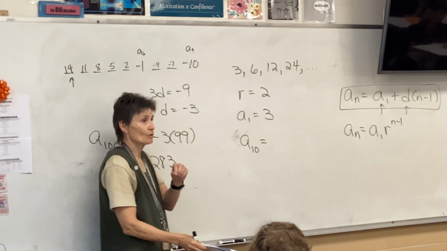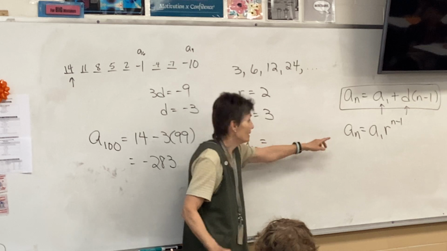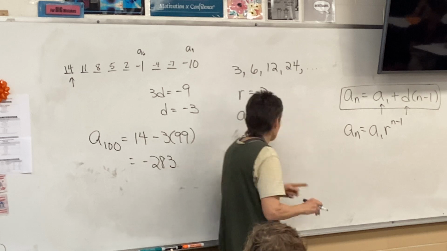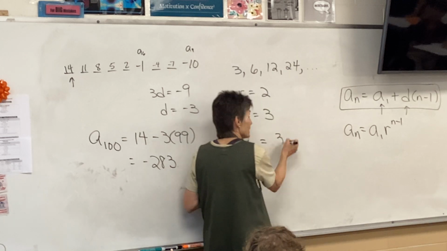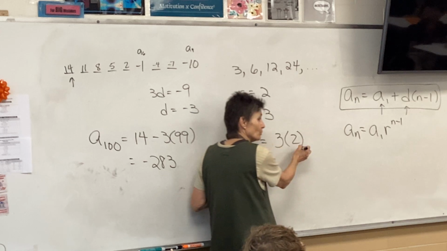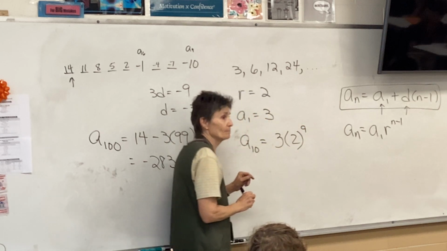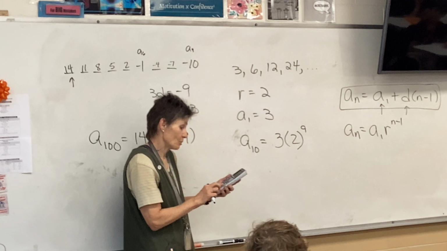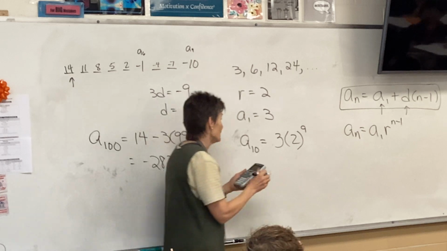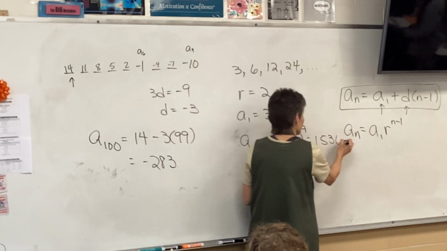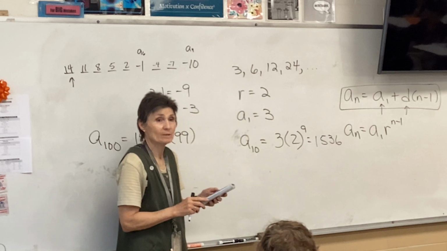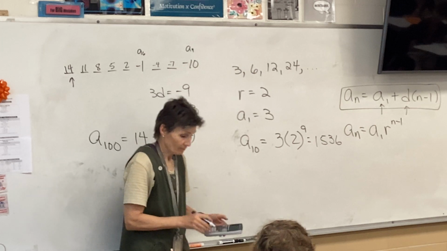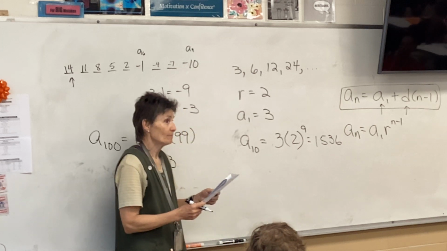And the 10th term is going to come from our formula here. A sub 10. So N is 10. So A sub 10 will be 3 times 2 to the 9th. And if you type it in just like that, it'll all be good. So 3 times 2 raised to the 9th. You should get 1536. Everybody okay with that? That seems easy enough.